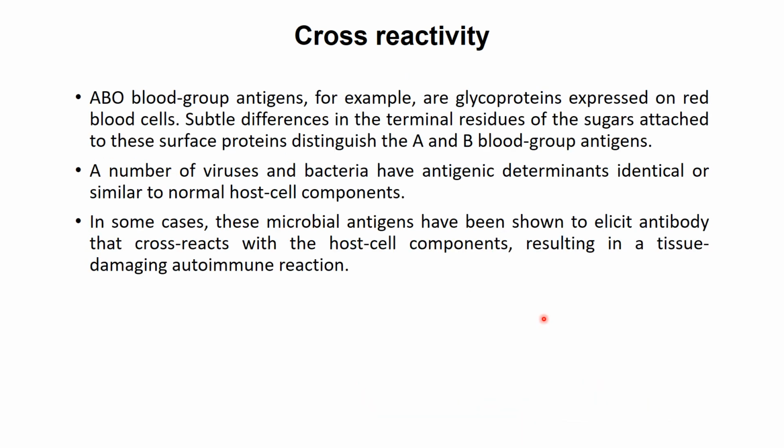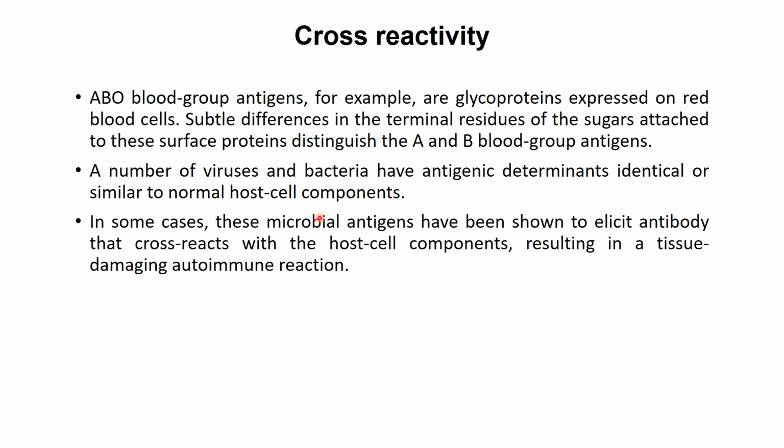One of the examples of cross reactivity is the ABO blood group. For the ABO blood group, antigens are glycoproteins that are expressed on red blood cells. There are slight differences in terminal residues of the polysaccharides attached to this surface protein, and those are the ones that distinguish between A and B. And also, for example, a number of bacteria and viruses have similar antigenic epitopes, which are a lot of times identical or even similar looking to the host cell components.